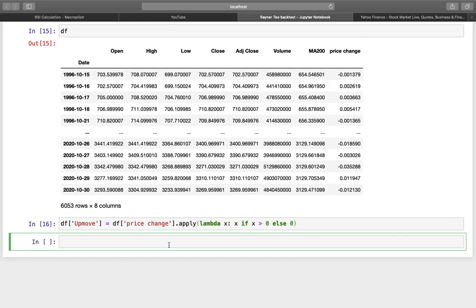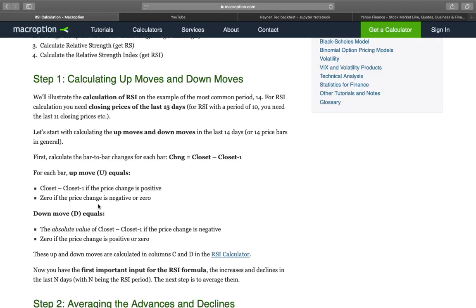Now let's define the down move. Let's get back to the link here. By the way, credits to macroption. I hope I pronounced that rightly. Great article, really. Very helpful, very straightforward. Shoutouts to macroption, and sorry if I'm pronouncing that wrongly. So the down move equals the absolute value of the price change if the price change is negative, and 0 if the price change is positive or 0.